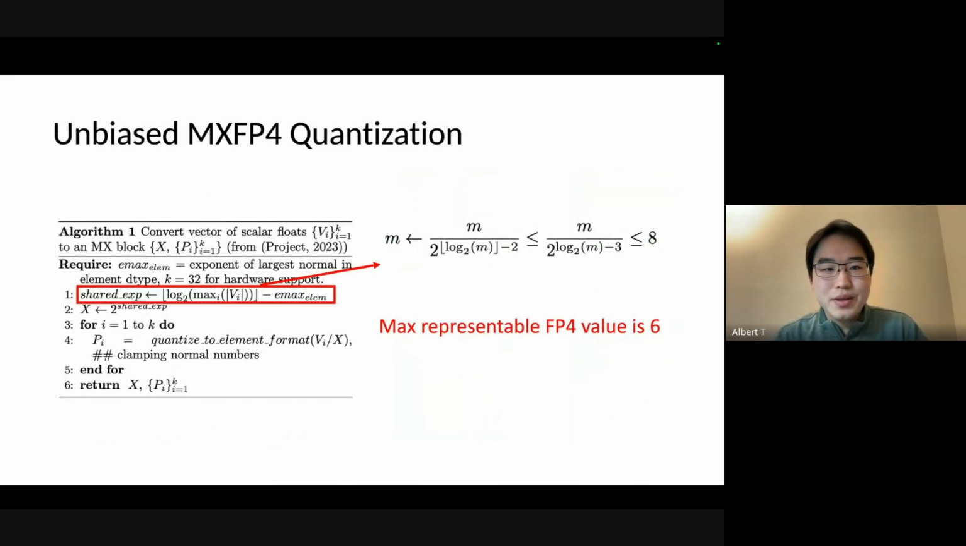So, all right, let's look at the MX quantization algorithm. We claim that we make it unbiased, but why is it biased in the first place? If you look at this part here, line 1, essentially it scales an input so that the largest magnitude number is 8. This is bad and kind of a bug because the maximum representable value in FP4 is 6. And so it means anything that gets scaled to between 6 and 8 will just get clipped and rounded down, so it's guaranteed to be biased.